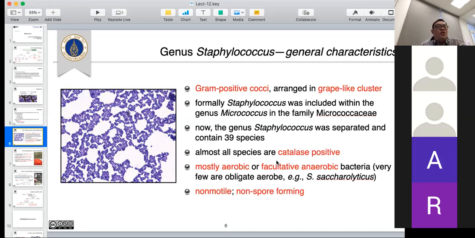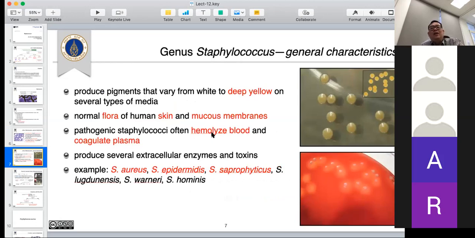They can change the pathway inside from aerobic respiration to fermentation. Okay, they cannot move. They do not possess flagella. They cannot produce spores. Those are the characteristics. But you need to remember catalase positive.